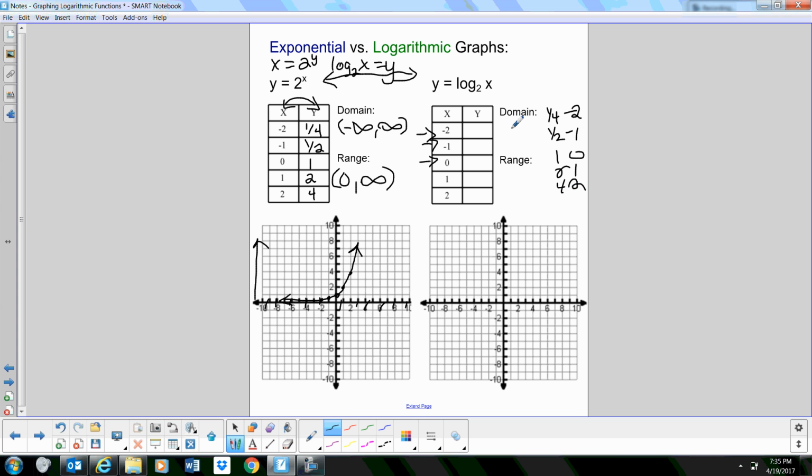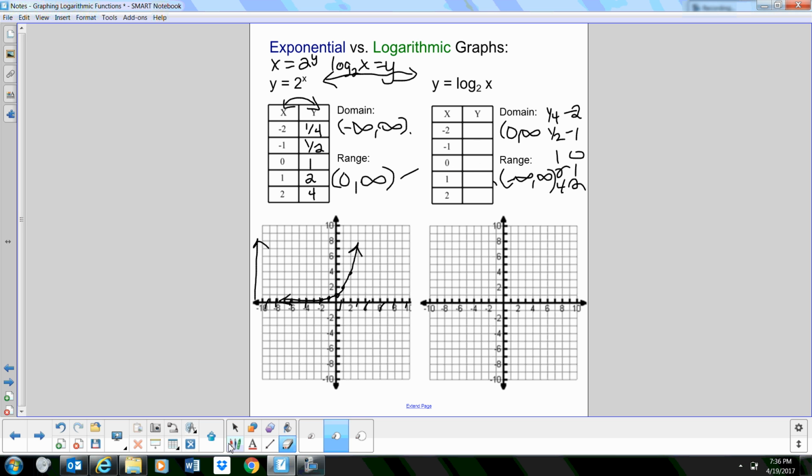Now we know that our domain is going to be the range of the exponential function. So my domain is from 0 to infinity, and my range is the exponential's domain, so it's -infinity to positive infinity. It's all reals. Okay, so let me erase this for a second so we can see our chart a little bit better.